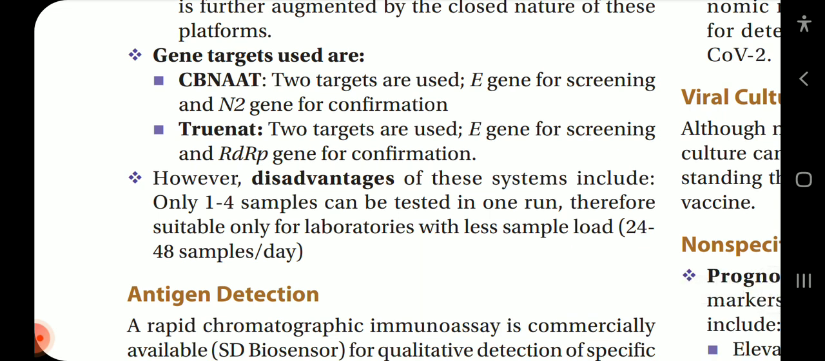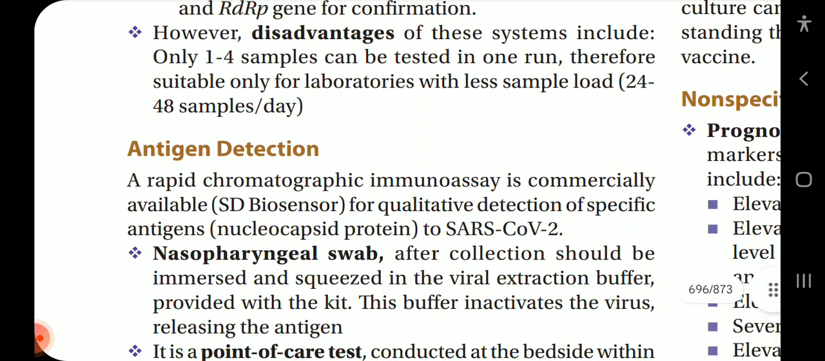However, disadvantages of the systems include that only 1 to 4 samples can be tested in one run, therefore suitable only for laboratories with less sample load, 24 to 48 samples a day.